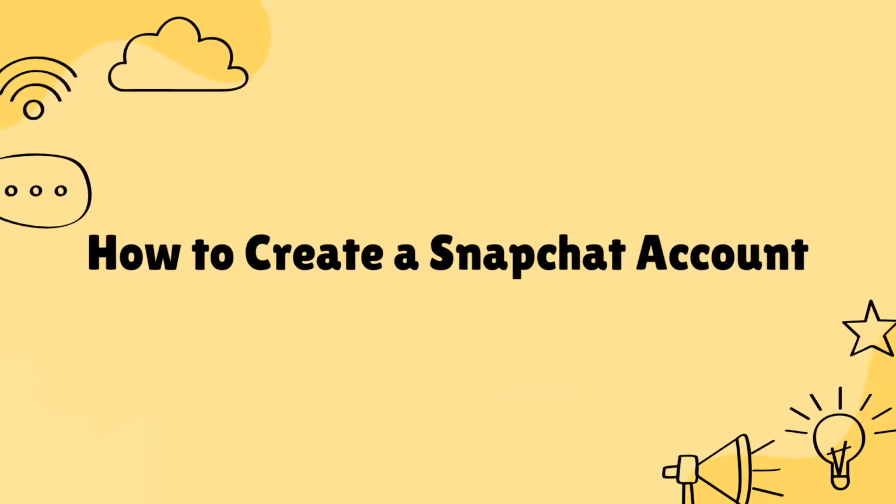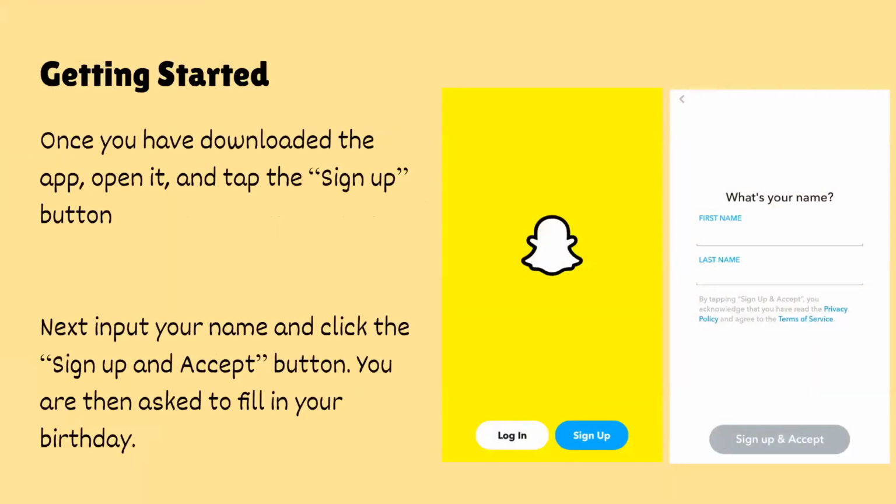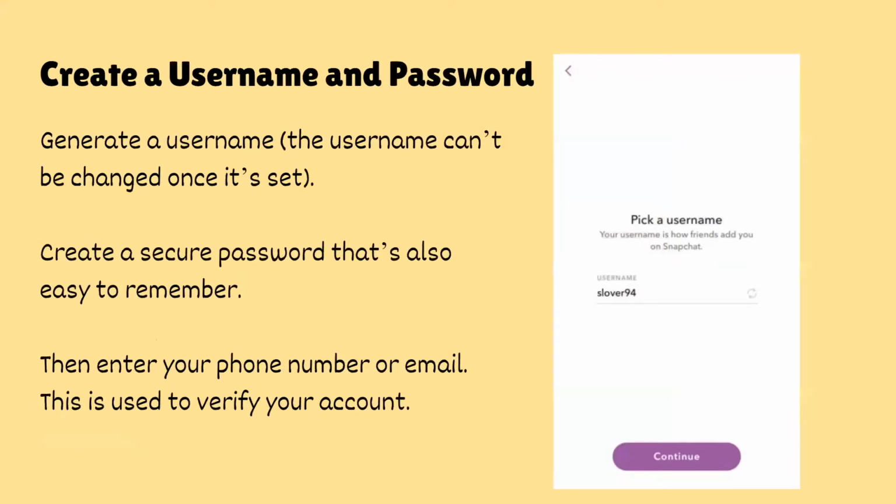How to create a Snapchat account. Getting started. Once you have downloaded the app, open it and tap the Sign Up button. Next, input your name and click the Sign Up and Accept button. You are then asked to fill in your birthday. Create a username and password. Generate a username. The username can't be changed once it's set. Then create a secure password that's also easy to remember. Then enter your phone number or email, which is used to verify your account.